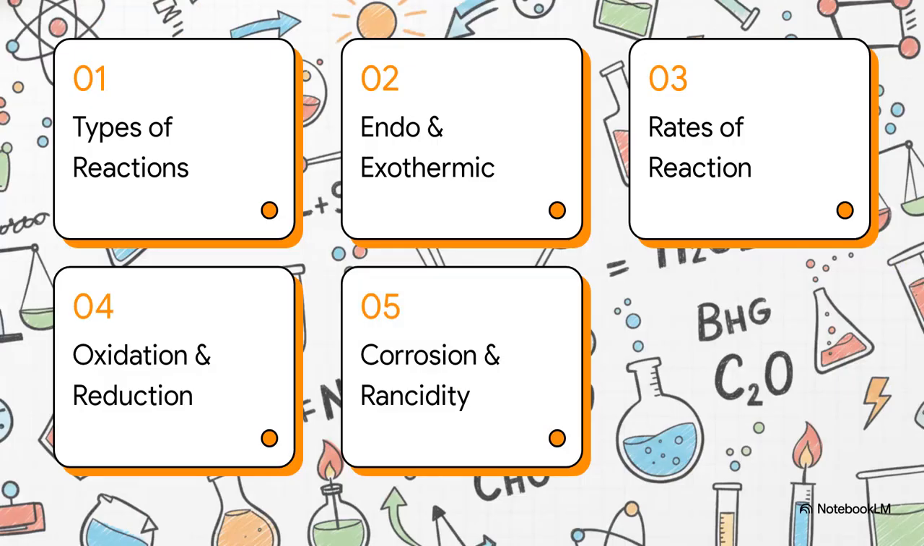Please quickly note down today's agenda in your notebooks. We'll be covering: 1, types of reactions; 2, endo and exothermic processes; 3, rates of reaction; 4, oxidation and reduction; and finally, 5, corrosion and rancidity. We've got a beautifully structured journey ahead of us today, so let's stay focused.